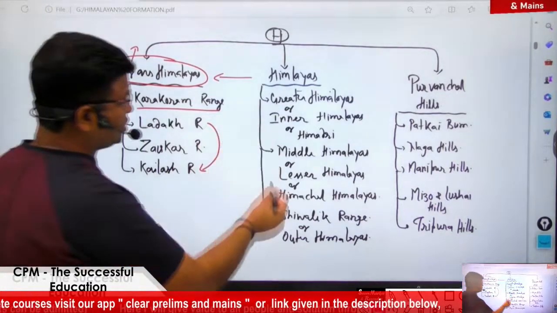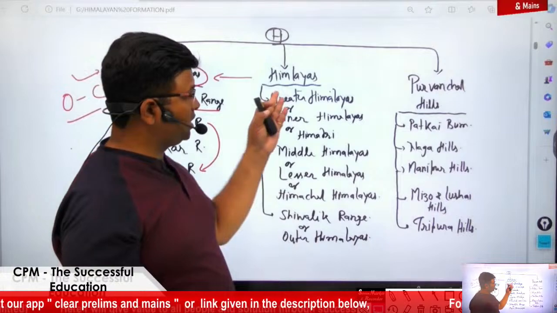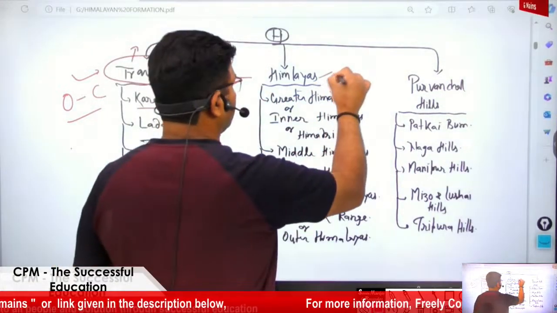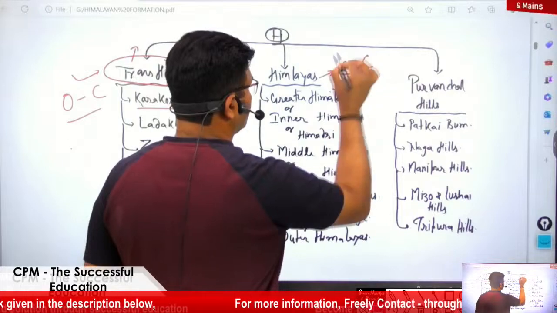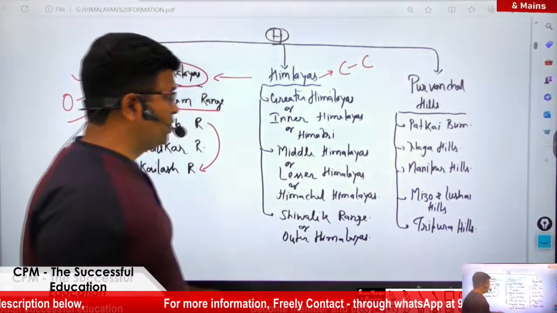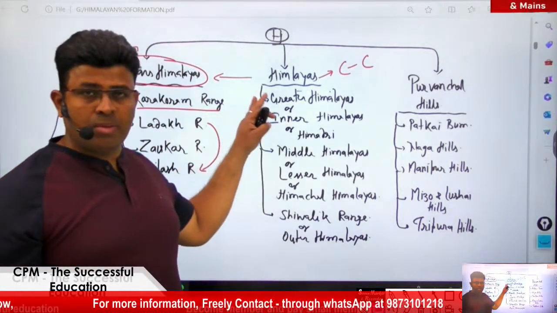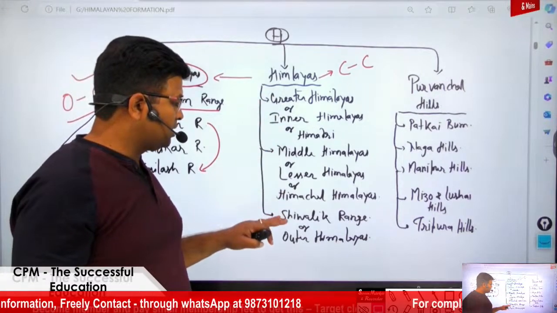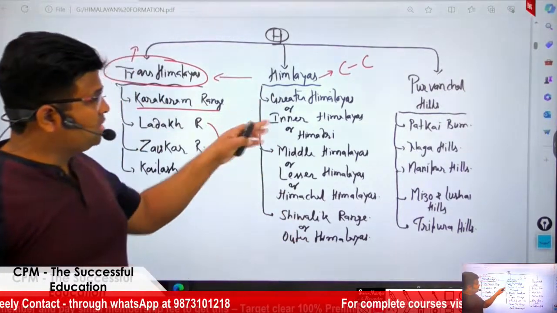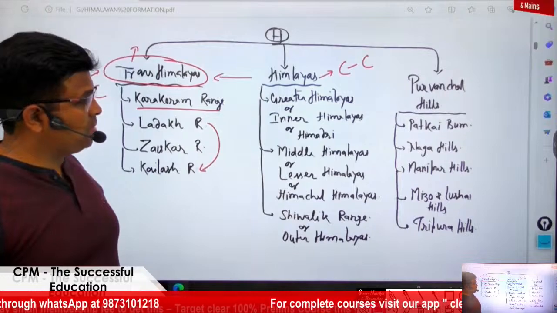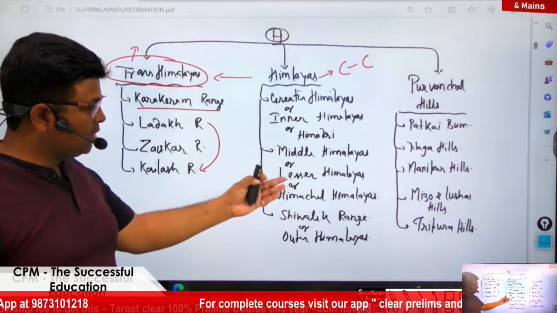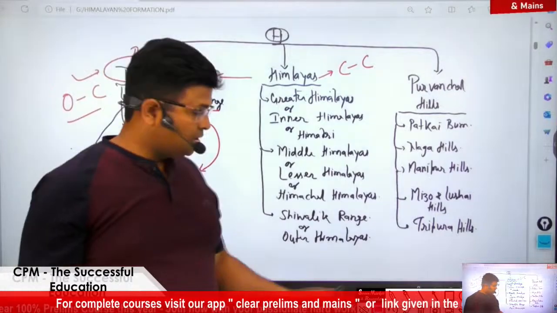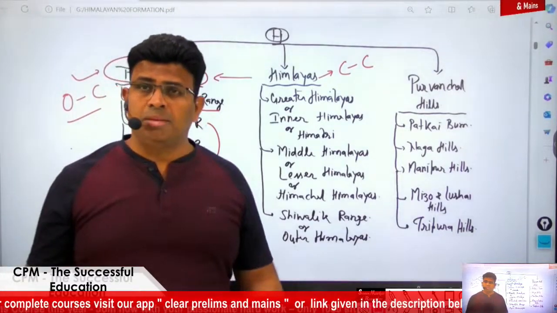We'll also see the formation of the Himalayas, which are made by continental convergence. Here are the types of Himalayas that we'll have to see: Greater Himalayas, Middle Himalayas, and Shivalik range. The Greater Himalaya is also known as the Inner Himalayas or Himadri. The Middle Himalayas are also known as the Lesser Himalayas or Himachal Himalayas. And the Shivalik range is also known as the Outer Himalayas.